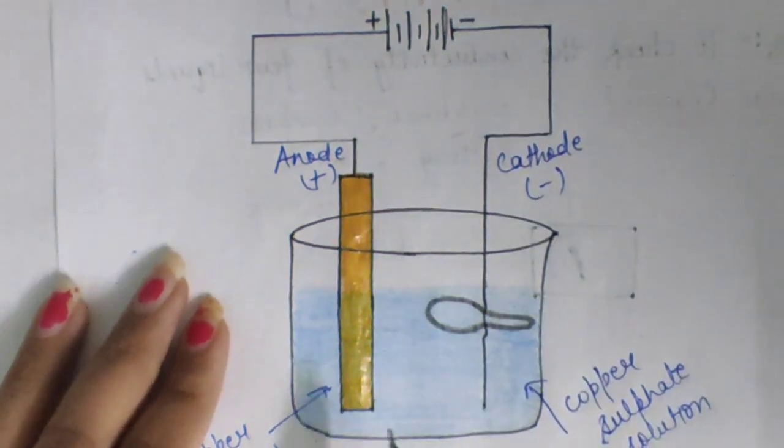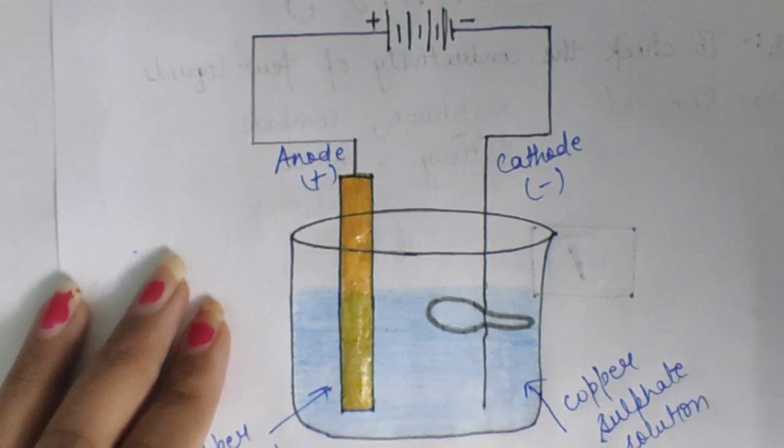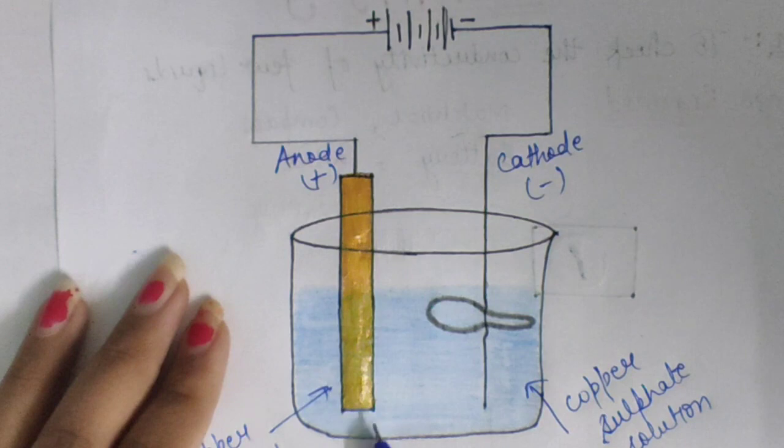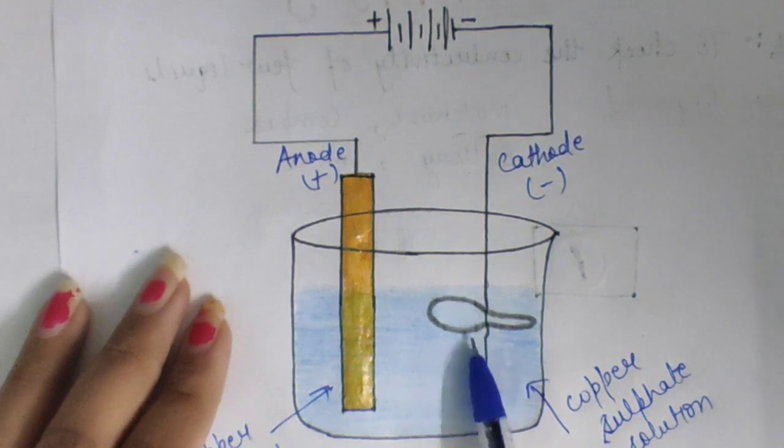Now dip the copper strip and the iron spoon which is to be electroplated into a beaker, means into a copper sulfate solution, and after that leave this setup undisturbed for half an hour. After half an hour you will see a deposit of reddish brown coating on the spoon. Means the spoon color appears reddish brown.